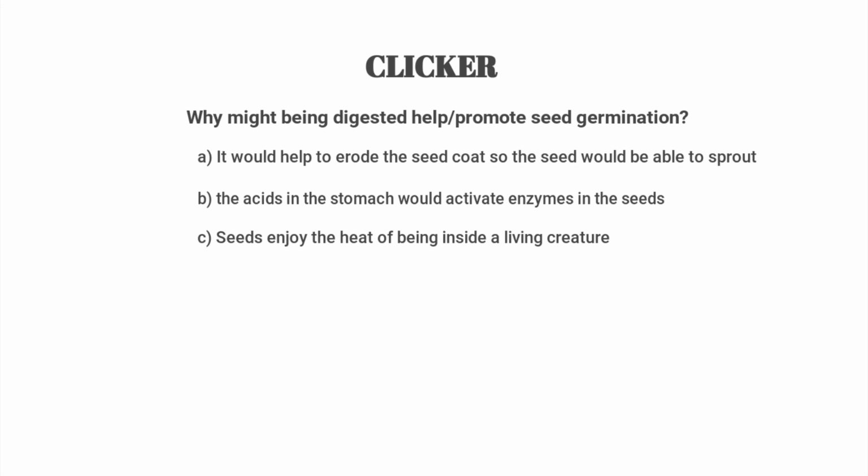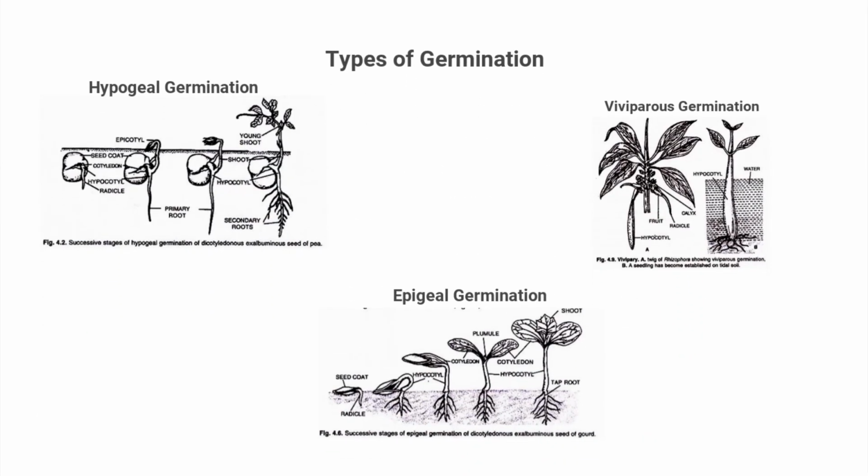So, why might being digested help promote seed germination? A, B, or C? Well, the correct answer is A. It would help to erode the seed coat so the seed would be able to sprout. This is important because it exemplifies the seed coat, an outer coating that helps to protect the seed, and it also becomes a nuisance when the seed's trying to get its first roots out of the seed, a step many people overlook.